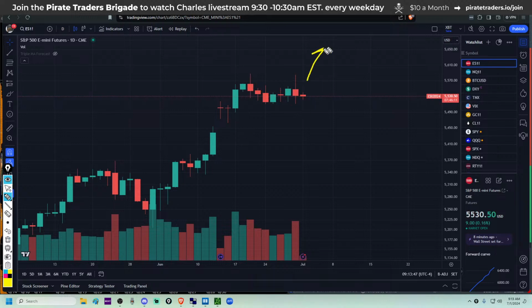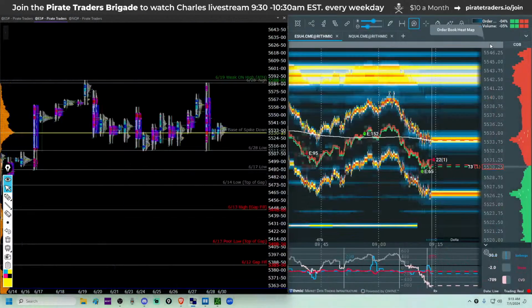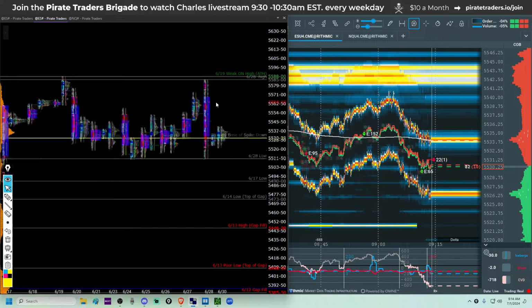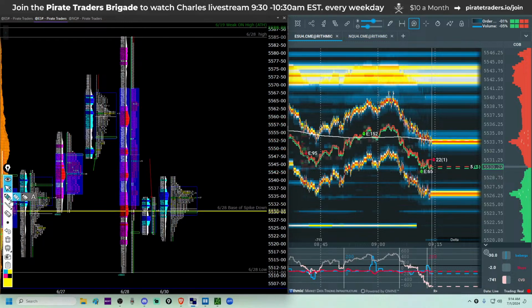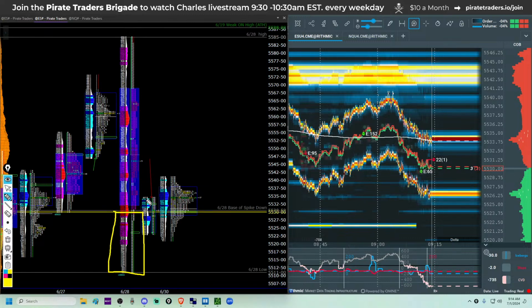Doesn't tell us whether the market's going to go higher or lower today, but let's zoom into the market profile chart and see if there's any insights there. Well, now all of a sudden we have new information. When we zoom in and look at Friday's range on the market profile chart, we have what we call a spike down. So the market tried to make new lows at the end of the day.